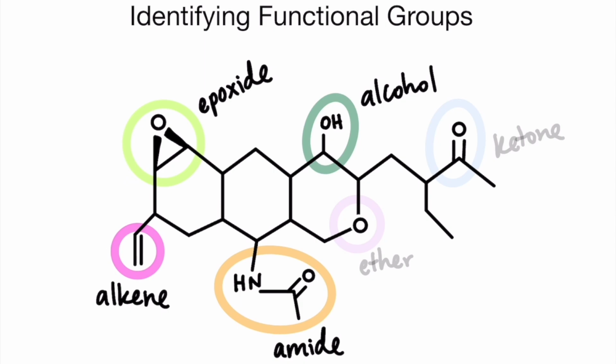Below the alcohol, we have an oxygen that is bonded to 2 R groups, and this is called an ether. Finally, on the right, we have a carbon double bonded to an oxygen that is between 2 R groups. This is called a ketone.